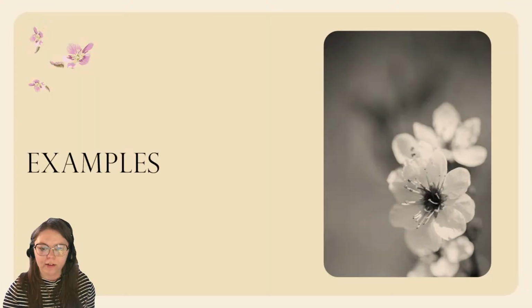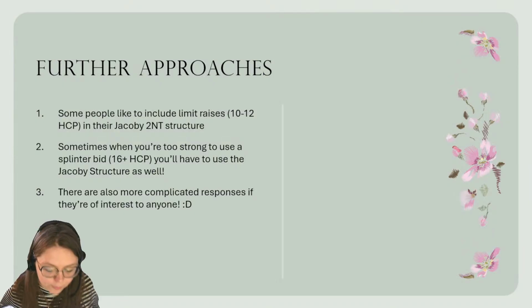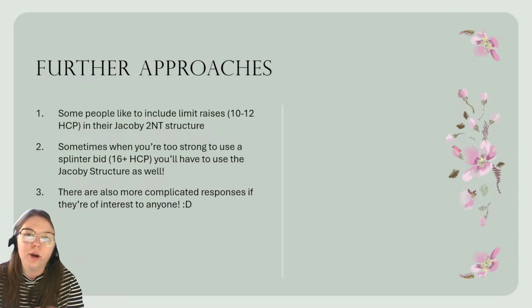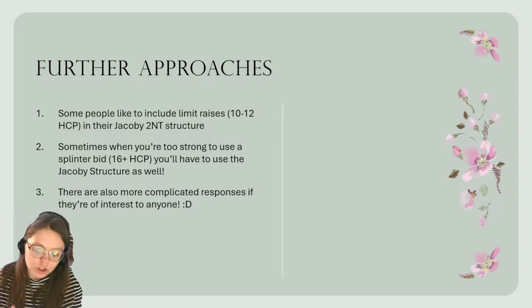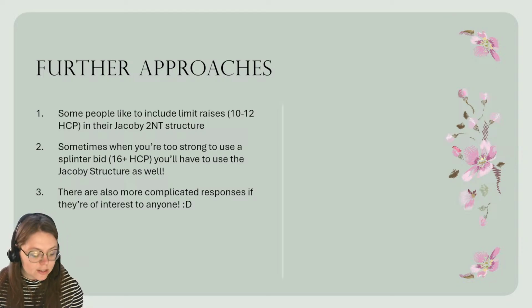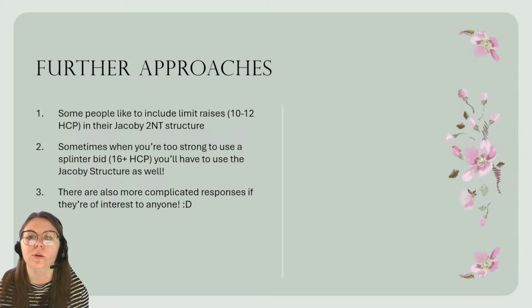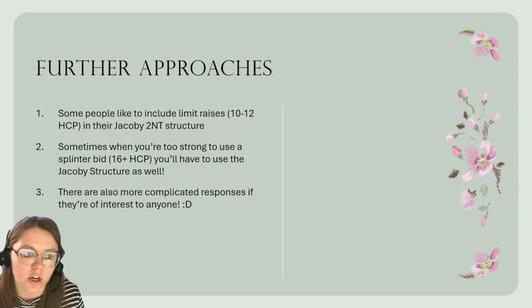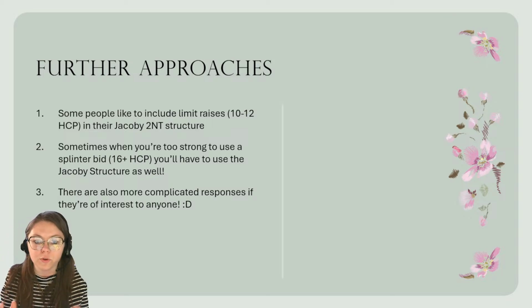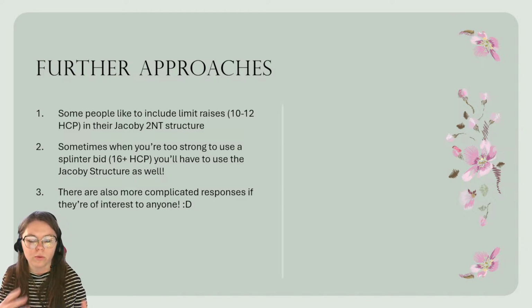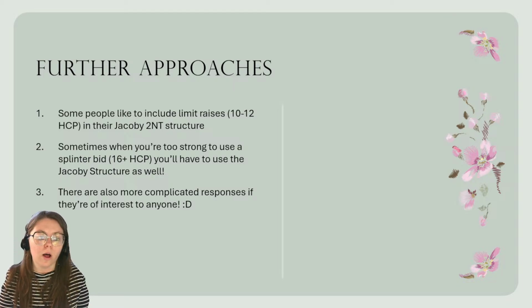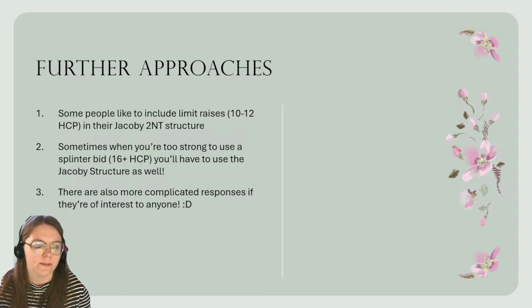So let's go back and finish up our little slideshow here. So Jacoby 2 No Trump is not just limited to those balanced 4-card raises that are game forcing. Some people like to expand it to also include limit raises. These are going to be 10 to 12 high card points as well in their Jacoby 2 No Trump structure. So I do this with a few of my partners. We have a couple of slightly different systems that we use over it for the responses. But overall, it's not a whole lot different. You just have to include something that would reject a limit raise.